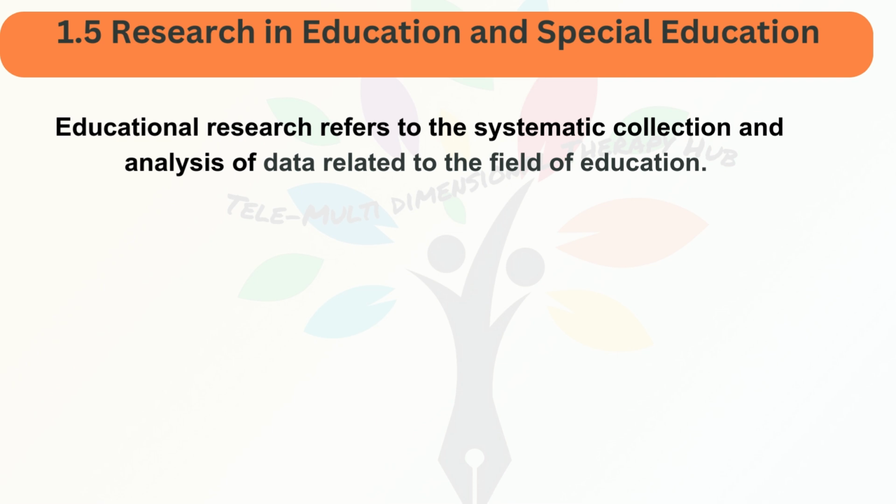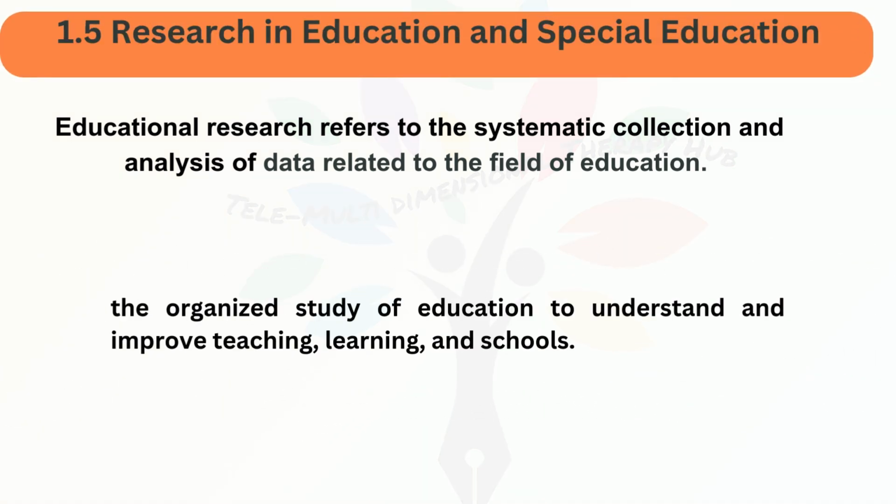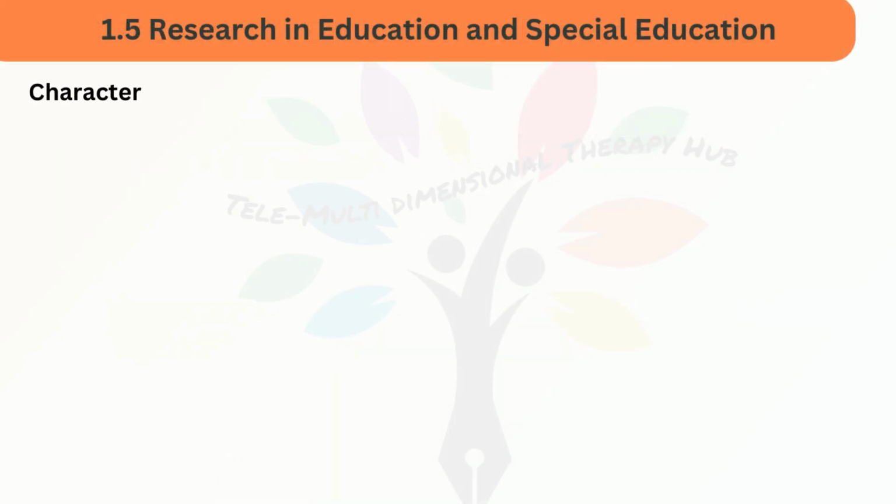This could include studying how students learn, what teachers work, the methods the teacher work best, and how schools can be more effective. So it's done in an organized way to find reliable answers and solutions. So in short, it's the organized study of education to understand and improve teaching learning schools. The next one is some characteristics of educational research.